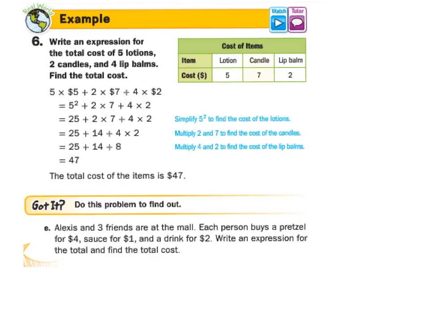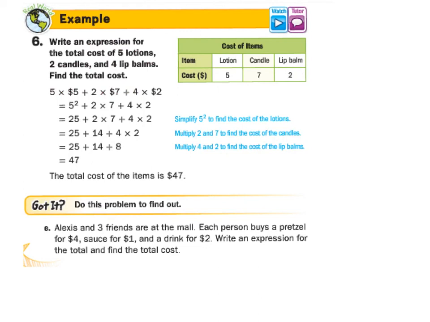So if we saw this in a story problem, this is what we would do. Looking here, we have: write an expression for the total cost of 5 lotions, 2 candles, and 4 lip balms. We can use order of operations to help us out. If I had 5 lotions, and they were $5 apiece, we take 5 times 5. And to buy 2 candles, they each cost $7, so we would take 2 times 7. And then the lip balms were 4 of them for $2 each. We'd take 4 times 2, and we'd have to add them all up to get our grand total of how much we spent.